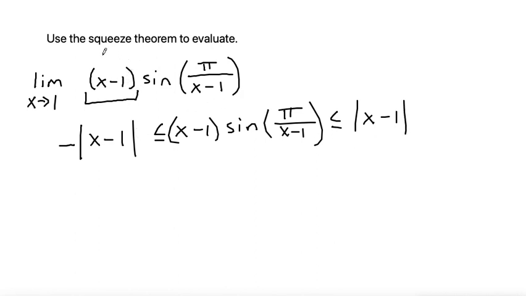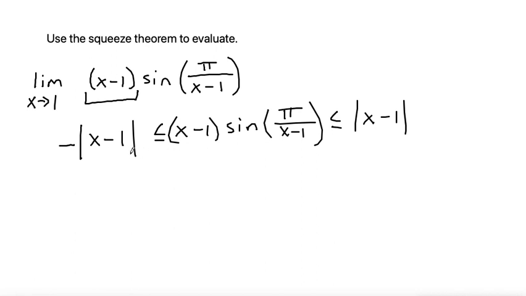So again, we're just taking the quantity that's multiplied by the sine or cosine of something, and we say the negative of that quantity would be less than or equal to the full quantity, which is less than or equal to the positive of the absolute value of that quantity.